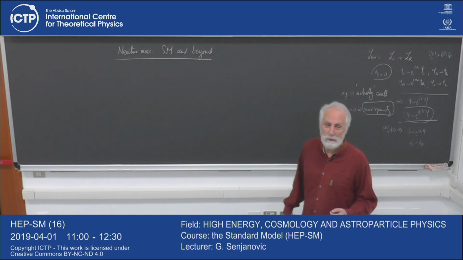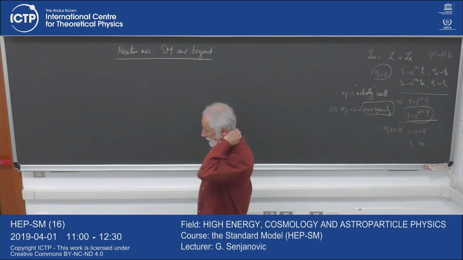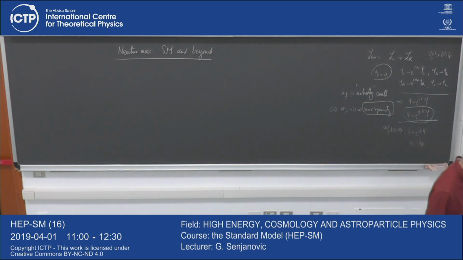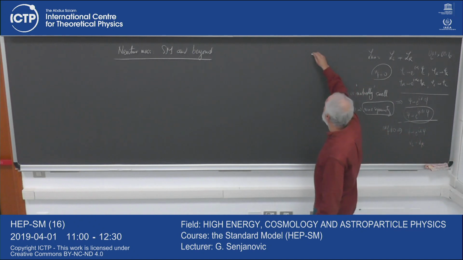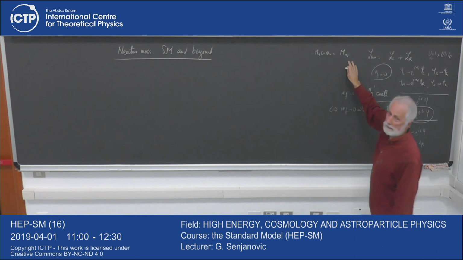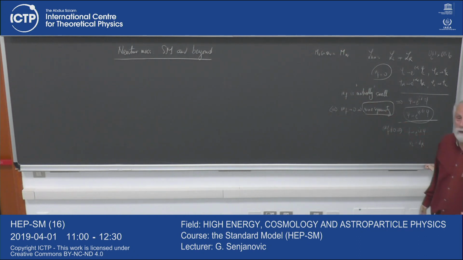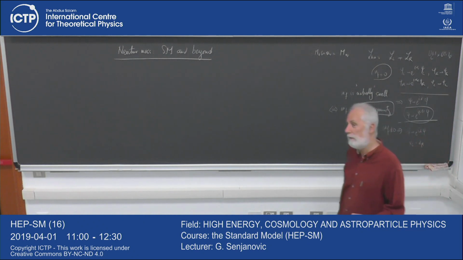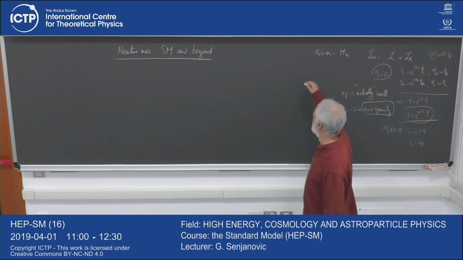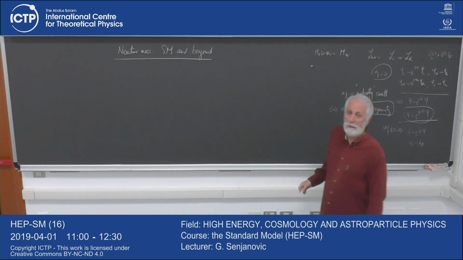Can you think of some reasons? Well, remember the first thing we derived was this nice relation, m_Z cosine theta_W equals m_W. This came directly from the Higgs mechanism, and it works with great precision. When something works with great precision, you tend to believe it seriously. What else?